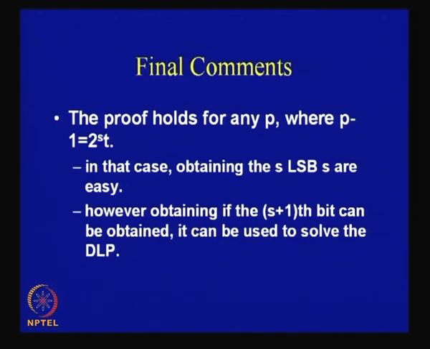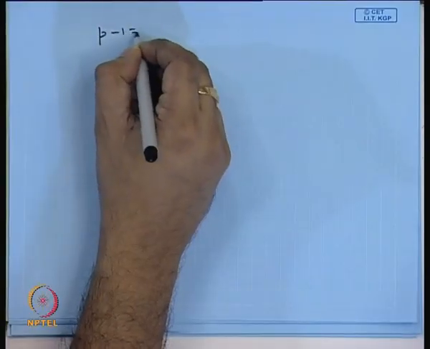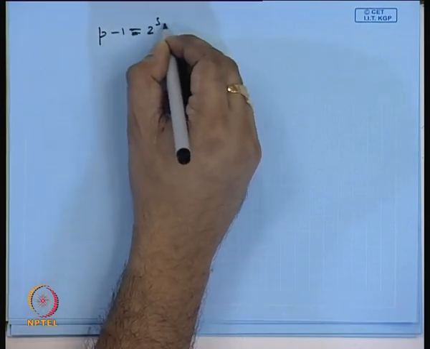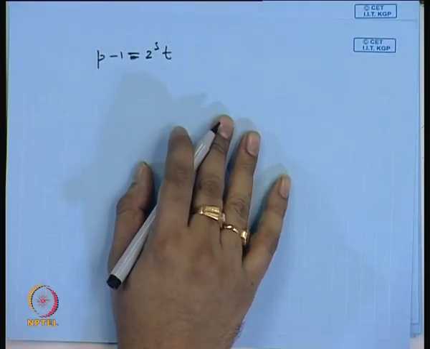Now some final comments: the proof holds for any p where p minus 1 is equal to 2 power of s into t, okay. So we told you that this actually holds for any p minus 1 equal to 2 power of s into t. It does not necessarily hold only for p congruent to 3 modulo 4, but we can have a similar result when p minus 1 is equal to 2 power of s t, where s is an integer, okay.